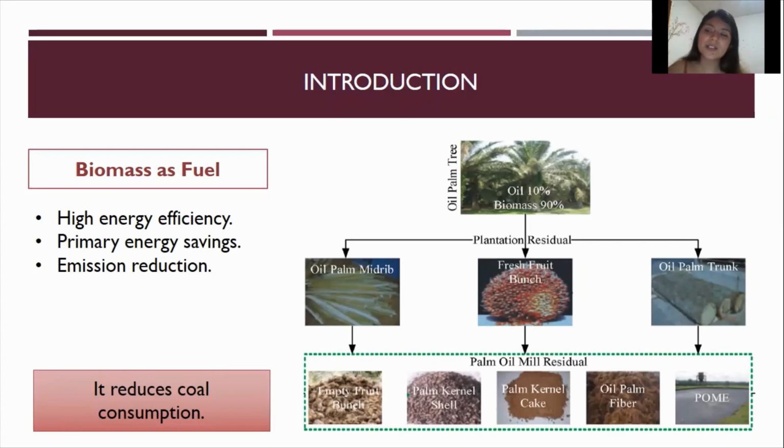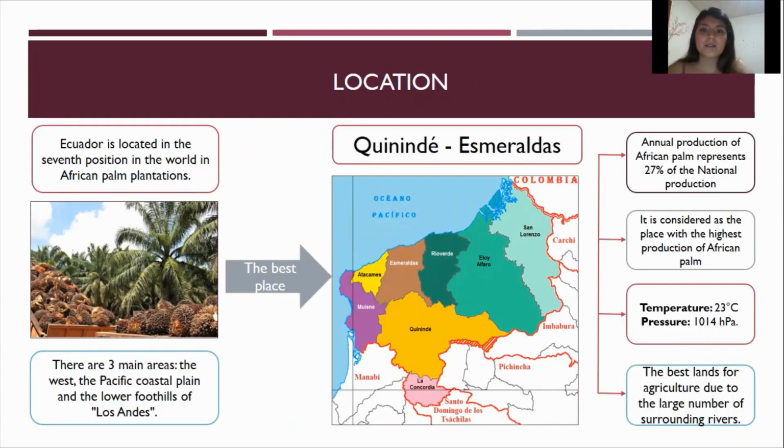And also it's important to recognize the advantages of using this kind of biomass as a fuel. We have high energy efficiency, primary energy savings, and emission reduction. And also it helps to reduce coal consumption.